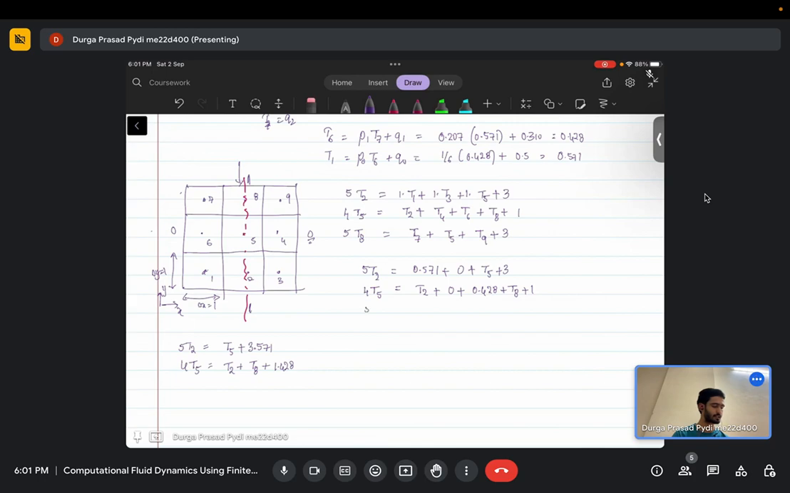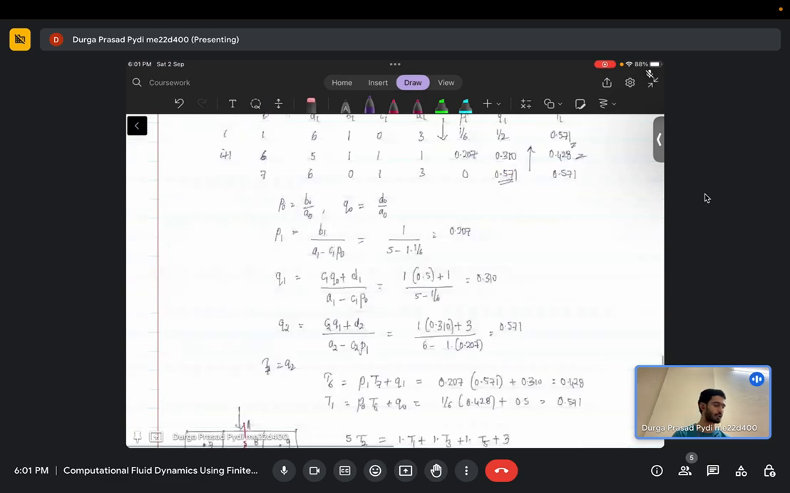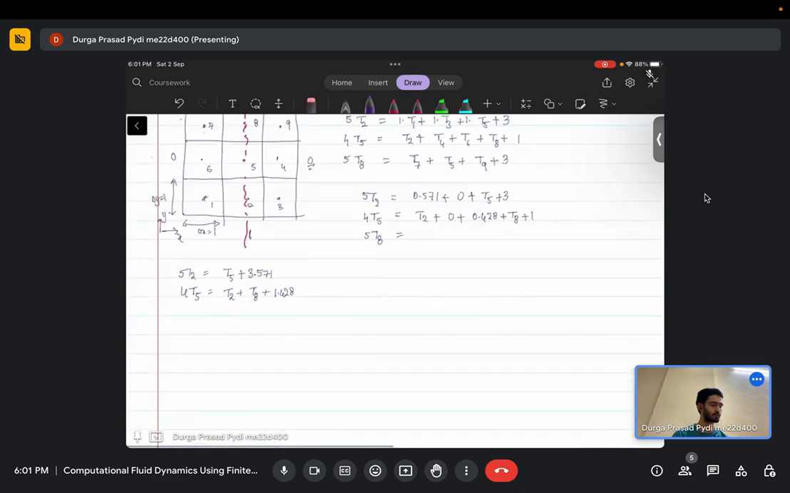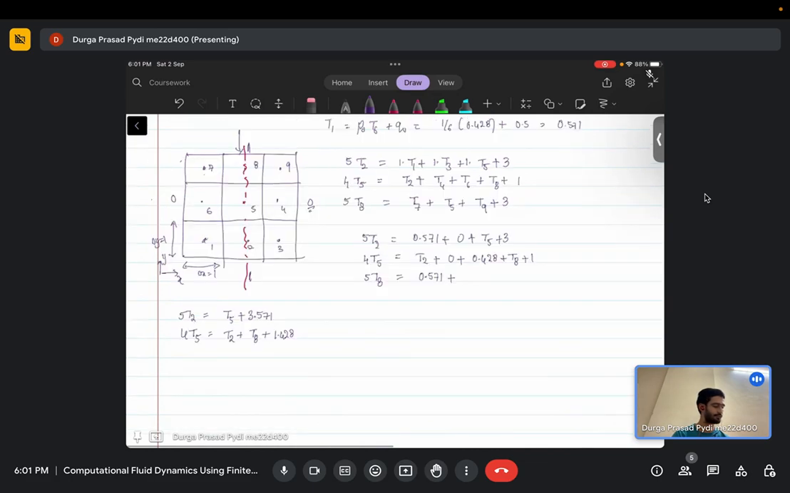Similarly for the last cell, T8: T7 is not lying along the line, but we should take the latest updated value. The latest value is 0.571, so we take that value, 0.571, plus T5, which is along the line. T9 is not along the line, but we don't have an updated value for that, so we take 0, plus 3. So this gives us 5 times T8 equals T5 plus 3.571.